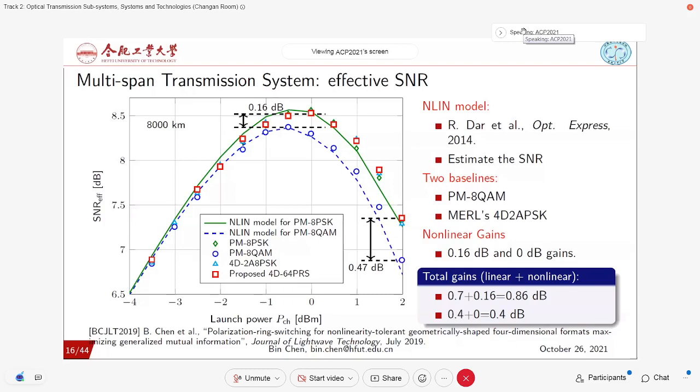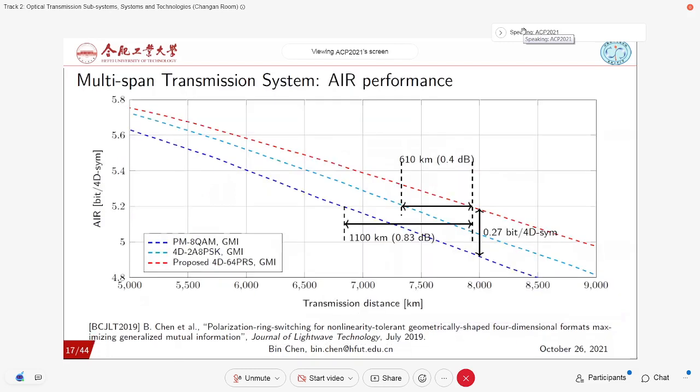So this is a linear plus nonlinear gain. And how can this gain be transferred? It can be transferred to a higher GMI or a longer transmission distance. So this 0.83 dB gain can be transferred to more than 1,100 kilometers reach increase for this multi-span transmission system. And more details can be found in our GLT paper published in 2019.